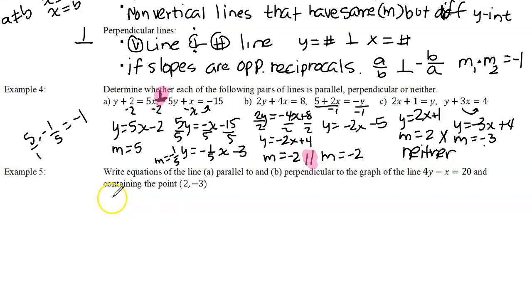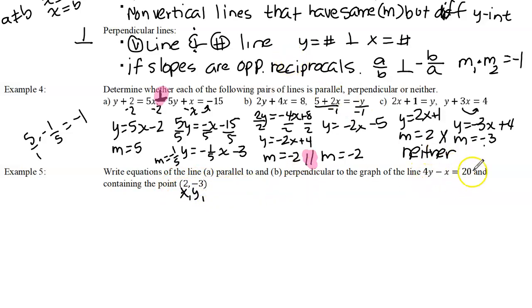Okay, last example here. It's asking you to think a bit more. Write equations of the line A parallel to and B perpendicular to the graph of the line 4y minus x equals 20 that contain the point 2, -3. So we're writing equations of two lines that are related to this line, parallel and perpendicular, so we need slope. And then they're passing through this point here. So this is going to be my x sub 1 and my y sub 1.